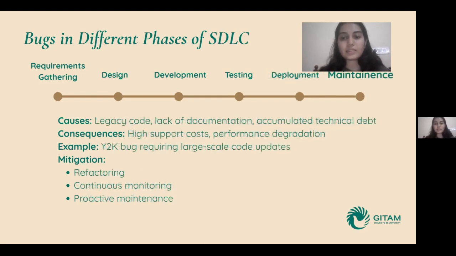Next phase is the maintenance phase, where a working code has already been deployed and you're trying to maintain it. Here come the bugs that can occur, which are problems with the legacy code. Legacy code has been there for a long time in the software. It was written years before the developers that are currently working on it. And this code can be hard to understand if there's no proper documentation on it. And it could accumulate a lot of technical debt.